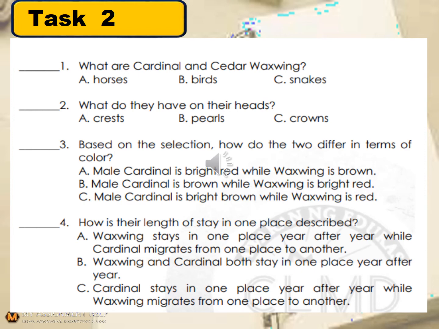And number 4. How is their length of stay in one place described? A. Waxwing stays in one place year after year, while cardinal migrates from one place to another. B. Waxwing and cardinal both stay in one place year after year. And letter C. Cardinal stays in one place year after year, while waxwing migrates from one place to another.